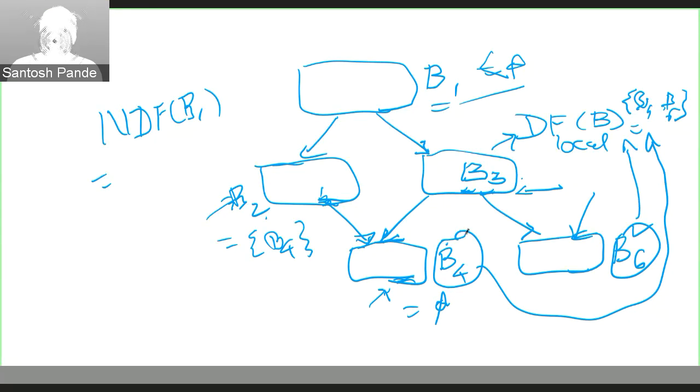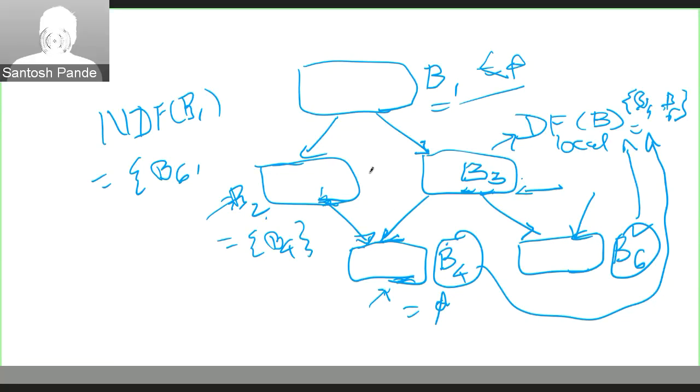If I dominate those, then obviously they are not in my dominance frontier, because for them to be in my dominance frontier, I should not be dominating them under the definition of dominance frontier. So that's why I reject B4 but include B6. And so the non-local dominance frontier of B1 with regard to B3 will be B6. Okay.